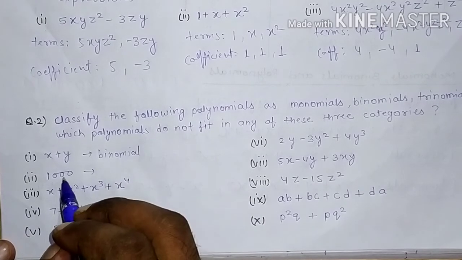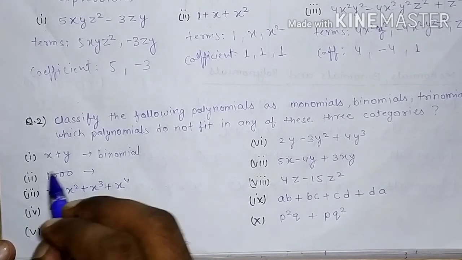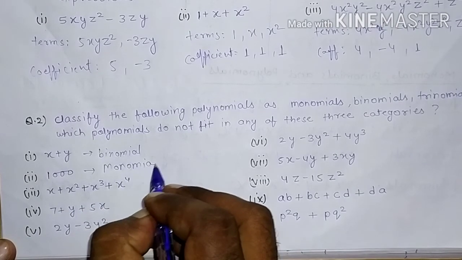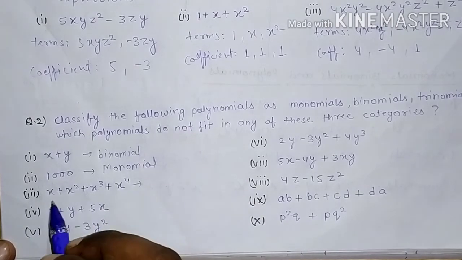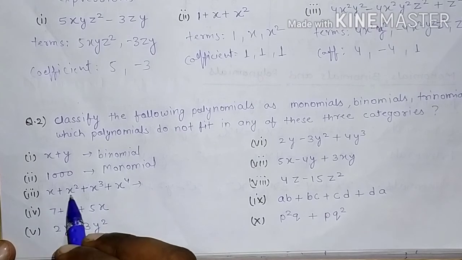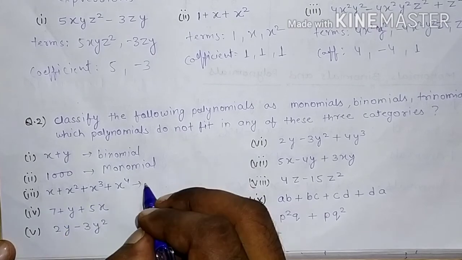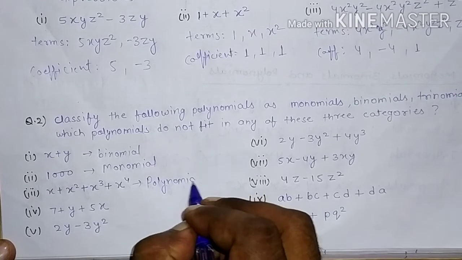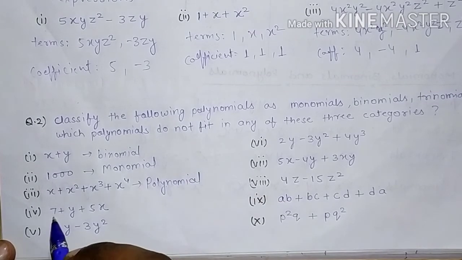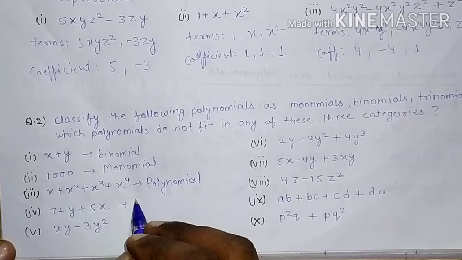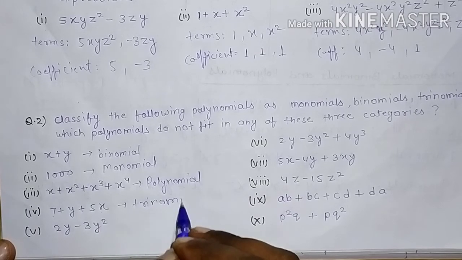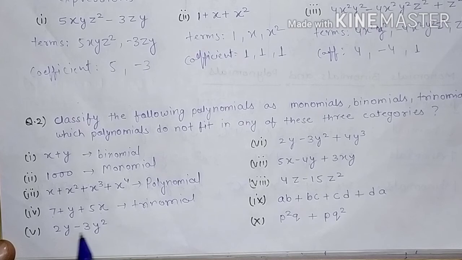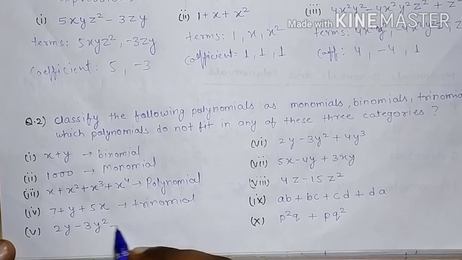Now 1000, there is only one term, so it is monomial. Now in this question, 1, 2, 3, 4, four terms, that means it's polynomial. Just count: 1, 2, 3, three terms, that means it's trinomial. And here 2y is the first term and minus 3y square is the second term, so it is binomial.